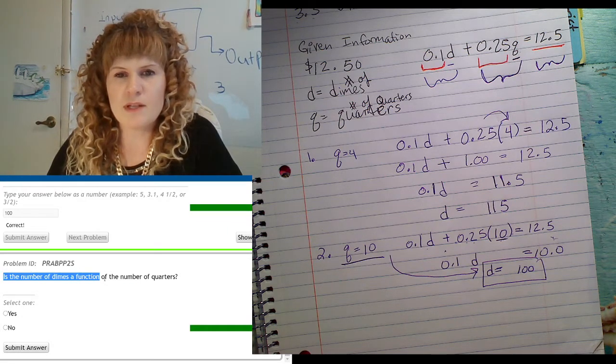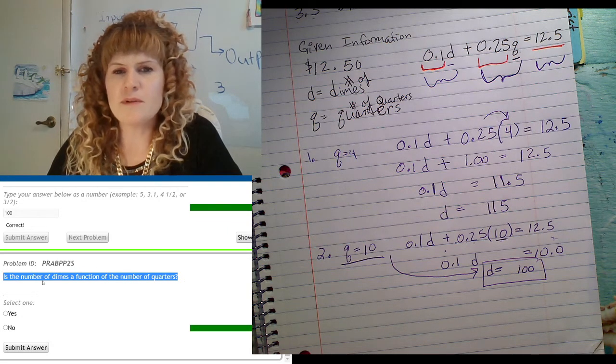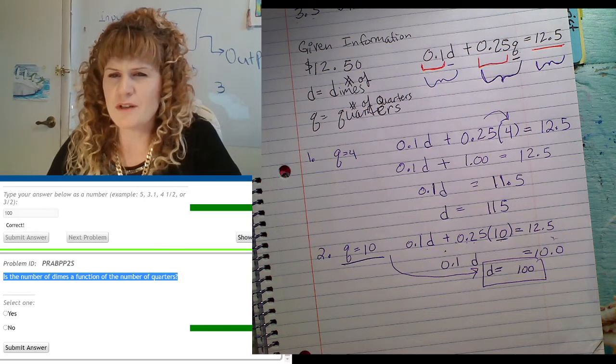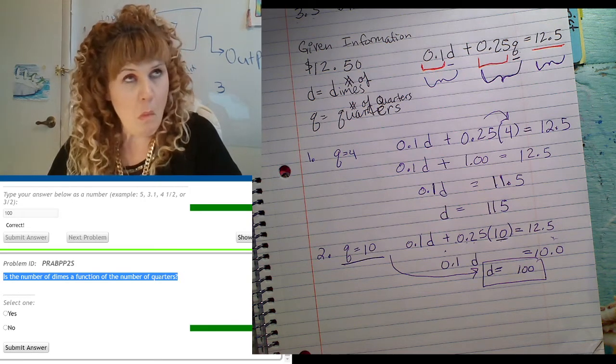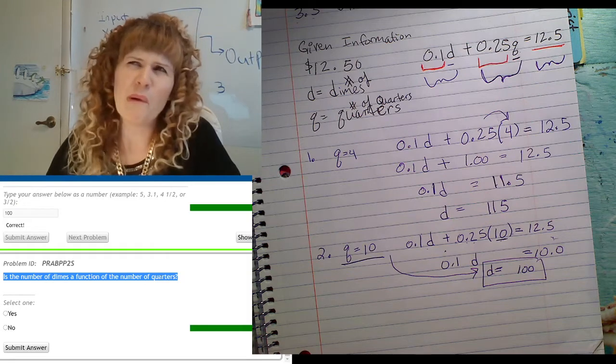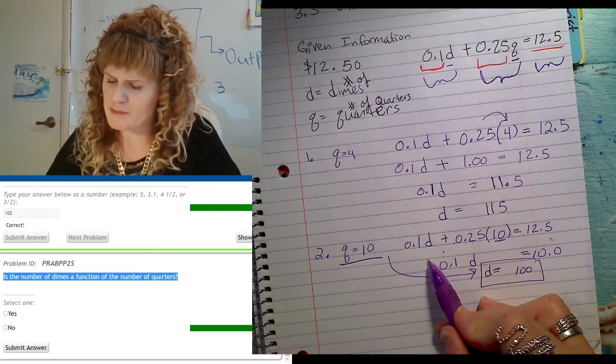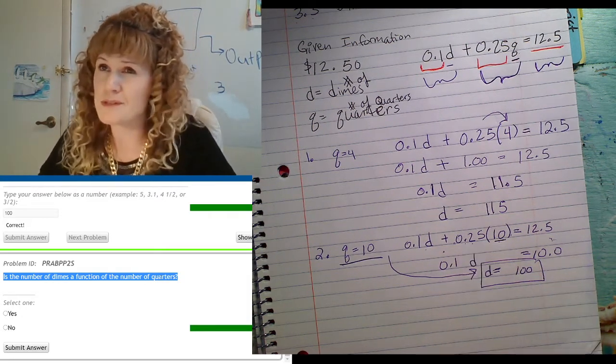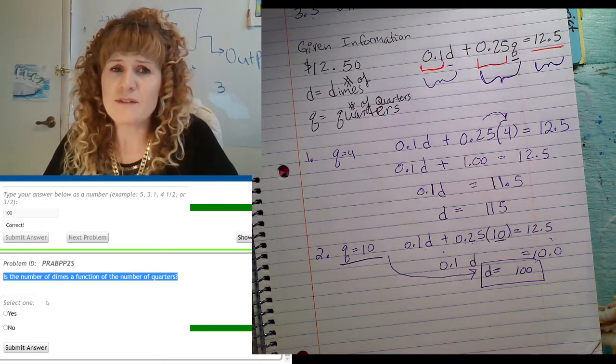Let's answer the next question. Is the number of dimes a function of the number of quarters? Oh, I think so. The number of dimes depends on how many quarters there are. So yeah, it's a function of the number of quarters.